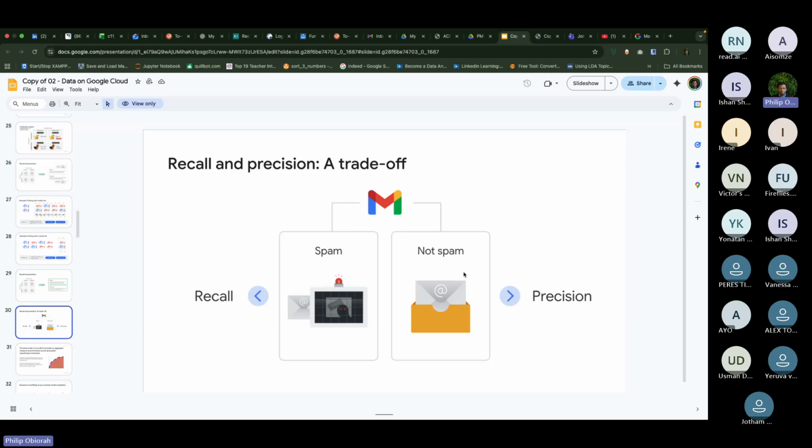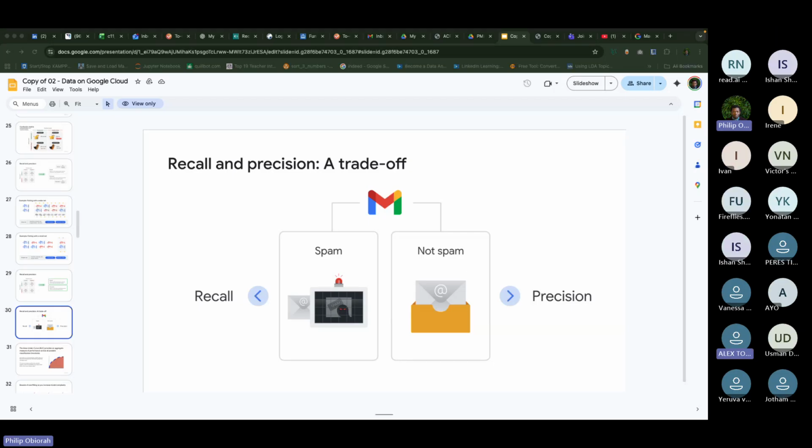I can see someone has a question again. Yes, please go ahead. Okay, I just wanted to ask, instead of trading precision for recall, why can't you have both? Sorry, come again. My question is that you said you should either focus on recall or focus on precision, but why can't you have both?